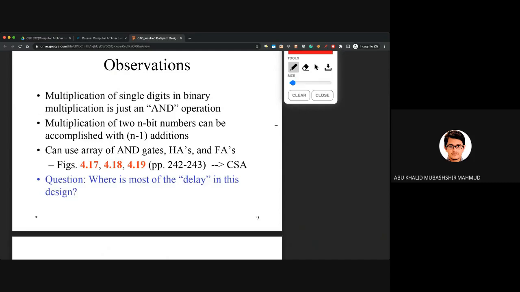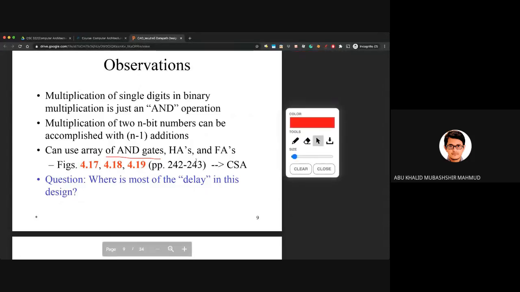Now, to perform these AND operations and additions, we can use an array of AND gates and half adders and full adders to perform this operation. So this is how we multiply two binary numbers.